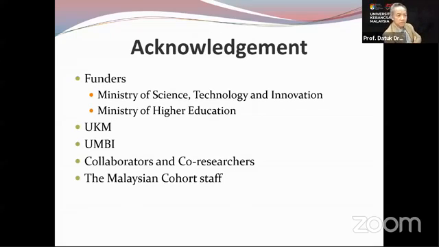Originally, the cohort was funded by the Ministry of Science, Technology and Innovation. And over the past 5 years, this has been funded by the Ministry of Higher Education, of course, UKM, where this project is sparked, and Umbi, collaborators and co-researchers, including all the speakers from Oxford today. And of course, all the Malaysian cohort staff that have been with us previously and also currently.